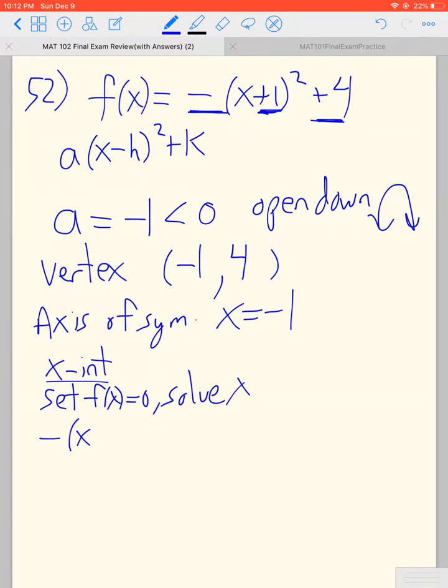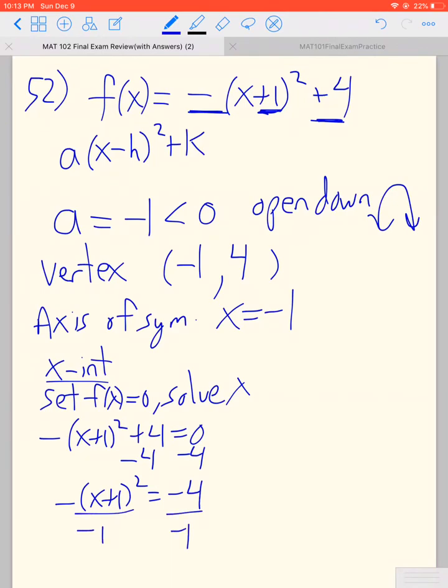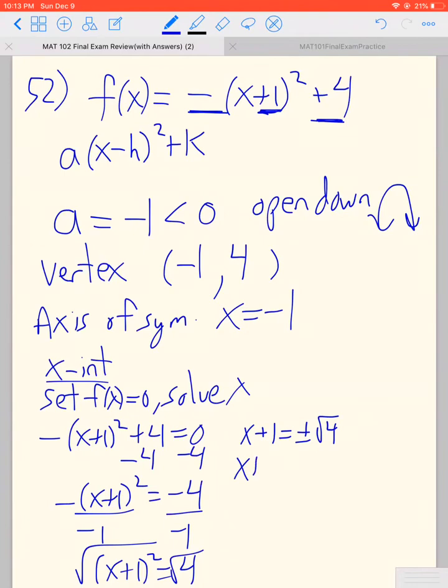This would say that the negative of (x plus 1) squared plus 4 equals 0. We have a perfect square quantity, so we can use the square root method to solve this. I'm going to get the square quantity by itself. I subtract 4 from both sides. I divide by -1. This would give us (x plus 1) squared equals +4. Take the square root of both sides. That would give us x plus 1 equals plus or minus the square root of 4, which is 2.